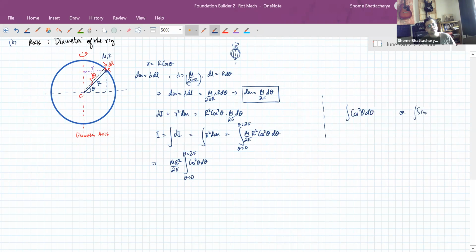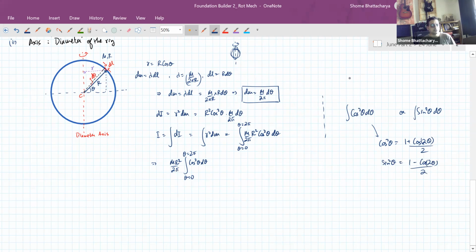or the integration of sine square theta. We use the trick that cos square theta can be expressed as 1 plus cos 2 theta by 2, and sine square theta can be expressed as 1 minus cos 2 theta by 2. So this is the method we use for this kind of integration.